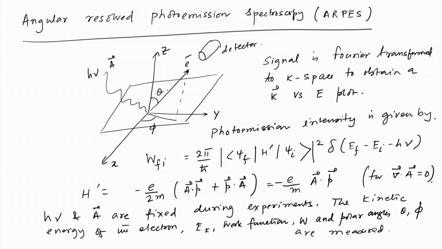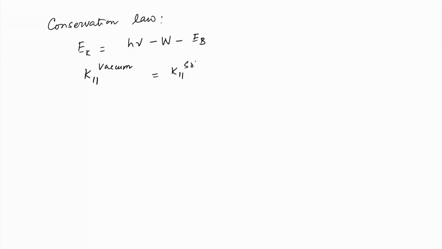Okay. So, what are the conservation laws? The conservation laws for this angular resolved photo emission spectroscopy are simple: the kinetic energy of the electrons is equal to h nu, the energy of the photon, minus the work function minus the binding energy of the electrons in the material, and the parallel component of the momentum is conserved, and this is equal to root of 2 m E k times sin theta.